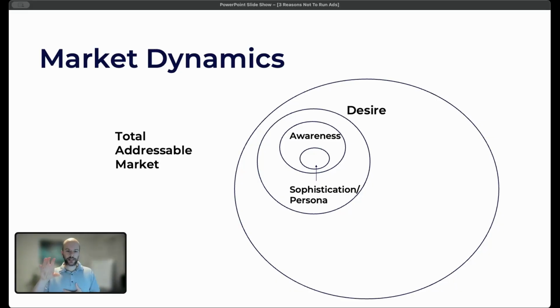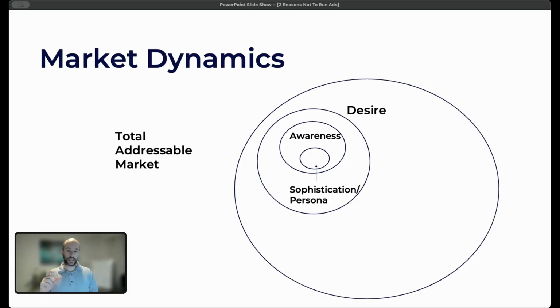Inside that total addressable market, you're going to have different desires. Some that desire to lose weight, some that desire to have a better marriage, some that desire to have a better career. There's all these different desires, and obviously you're trying to tap into one of those desires or possibly multiple desires, depending on what you actually offer as a business. Inside of those desire pockets, there's levels of awareness. So how aware are they of the problem that's holding them back from achieving that desire?